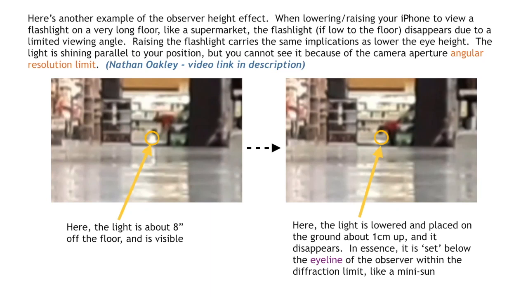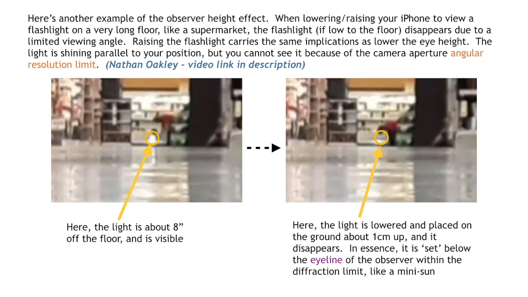The light is shining parallel to your position. Keep that in mind. That light is shining essentially in a direct line straight to what you would think would be a direct line straight to the phone, but the phone camera cannot pick it up. It cannot resolve the light. It has hit its angular resolution limit.